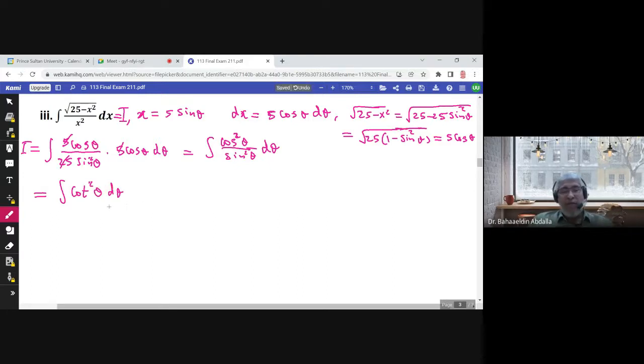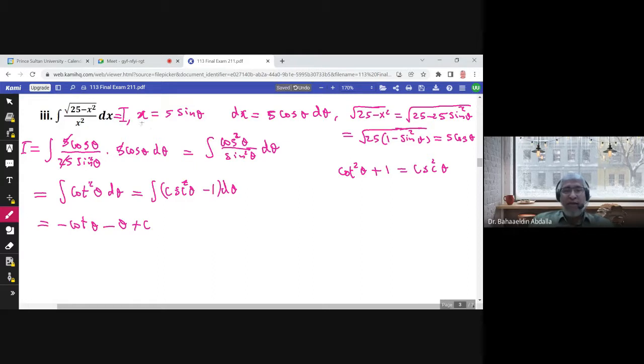I do not know the integral of cotan square, but I know that cotan square theta plus 1 equals cosecant square theta. So I can write this as cosecant square theta minus 1. And the integral of cosecant square is negative cotan because the derivative of cotan is negative cosecant square, and the integral of negative 1 is negative theta. So that's the answer. And now the last point is to change back from theta to x.